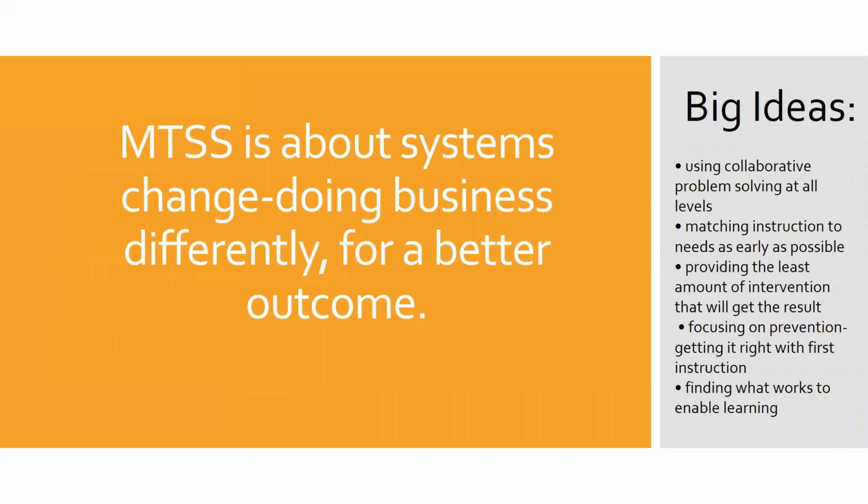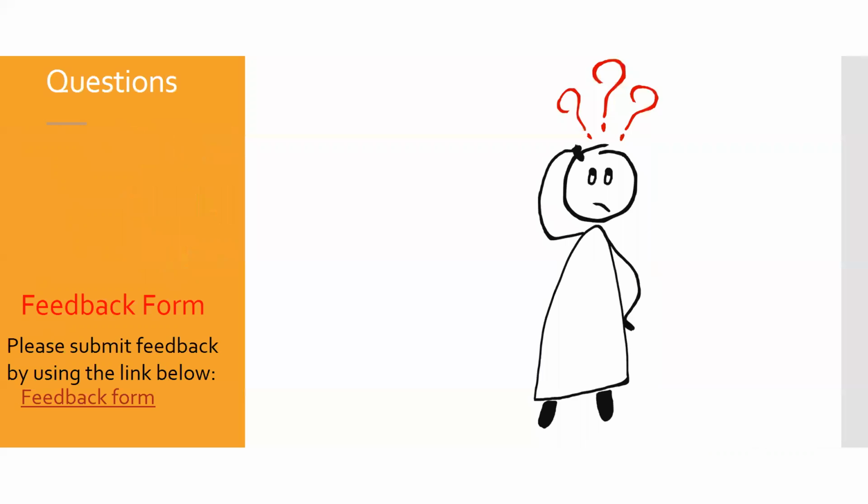So just to leave you with some big ideas, MTSS is about systems change, doing business differently, wanting a better outcome, making sure we're using the collaborative problem solving at all levels, making sure we're looking at our instruction and matching it to the needs as early as possible for our students, providing the least amount of intervention that will get our results for our students, making sure we're focusing on prevention, getting it right with the first instruction, really strengthening the core in our classrooms, and finally, finding what works to enable the success of our students.